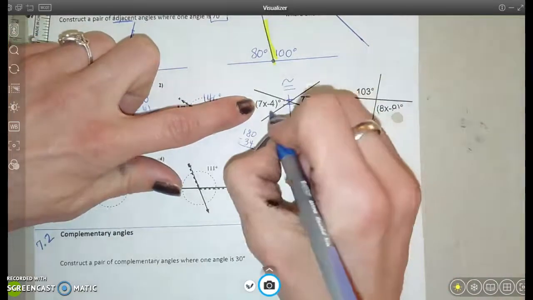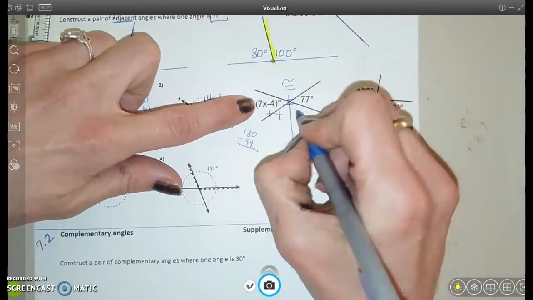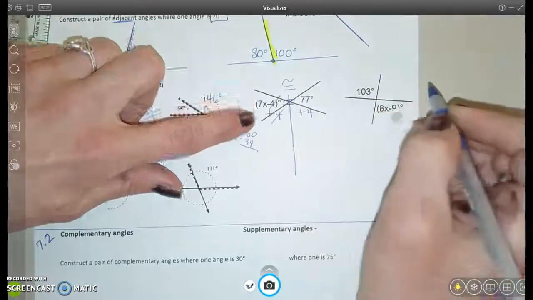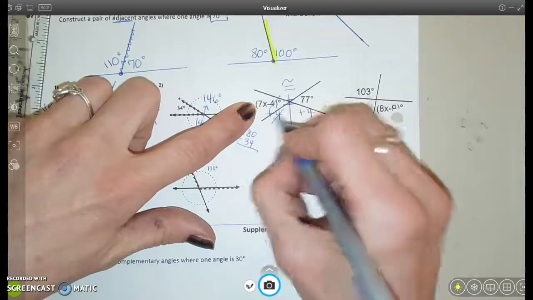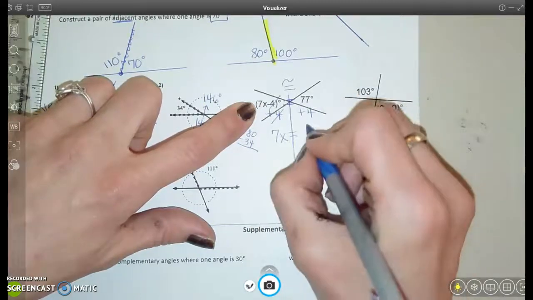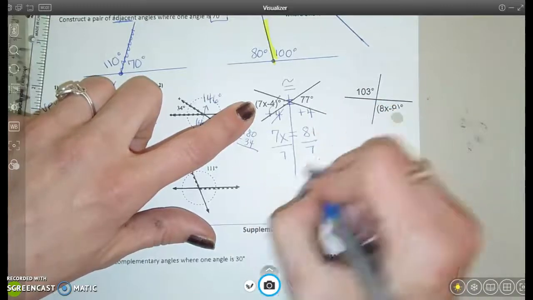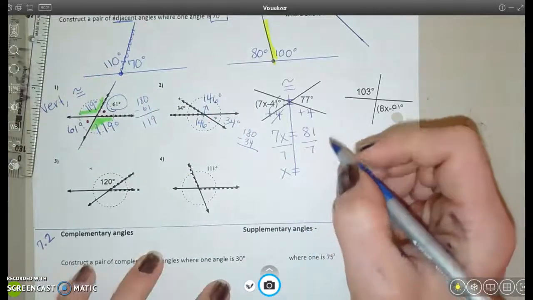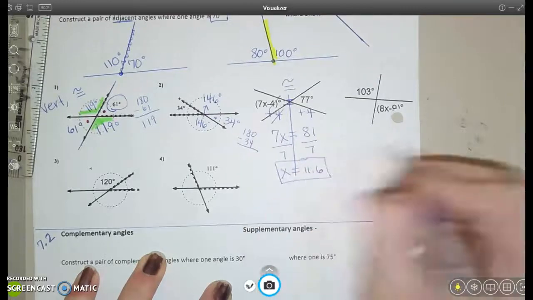Okay? So we use what we did in chapter 3 to get x by itself, right? Inverse operations to cancel things out. Do the same thing on both sides. So I do plus 4 plus 4, bring down my 7x. 77 plus 4 is 81. Divide by 7, divide by 7. And I get that x is equal to, what? Type that into your calculator. I get 11.6.